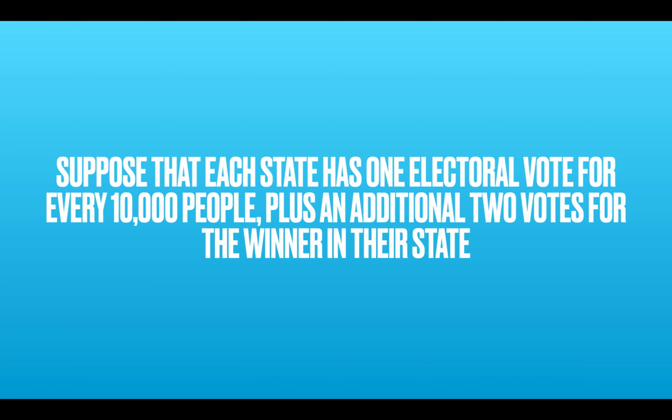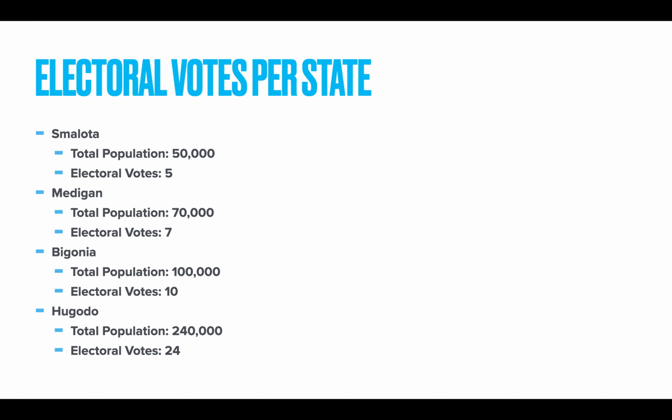Now suppose that each state has one electoral vote for every 10,000 people, but now 2 additional votes will go to the winner of their state. So we will look at how many electoral votes each state receives that is based on population. So this is going to be similar to the original Electoral College problem. We can see Smilota has 5, Madigan 7, Begonia 10, Hugoto has 24.